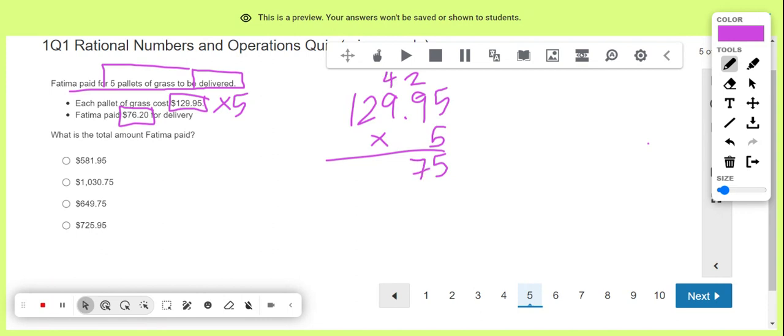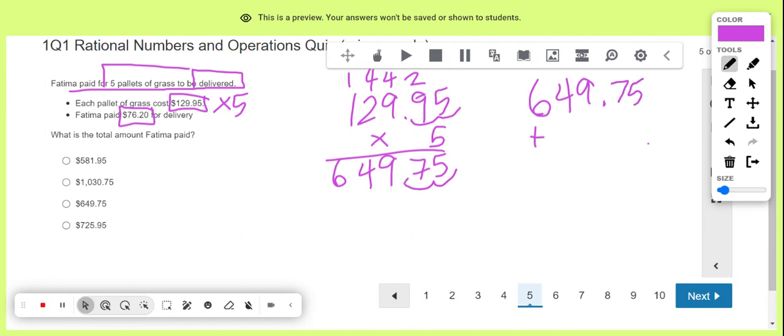5 times 9 is 45 plus 4 is 49. 5 times 2 is 10 plus 4 is 14. 5 times 1 is 5 plus 1 is 6. So we're going to take this number. Don't forget your decimal place value, 1, 2. And then we're going to put the cost of the delivery in there. So this is going to be grass, delivery, and then total.